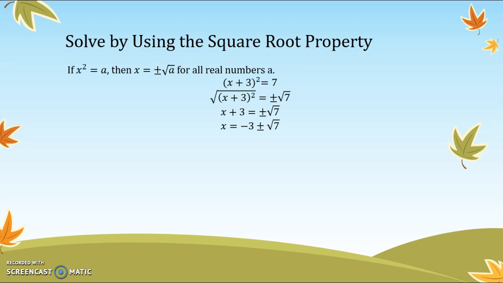Again, we have two different answers here. I have negative 3 plus the square root of 7 and negative 3 minus the square root of 7. We're going to leave our answers here in exact form. I'm not going to write a decimal and combine them together. We will just leave them as so.